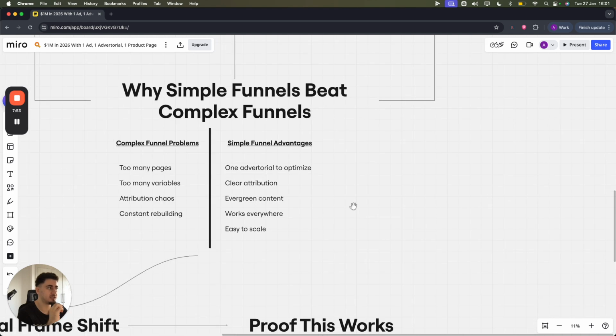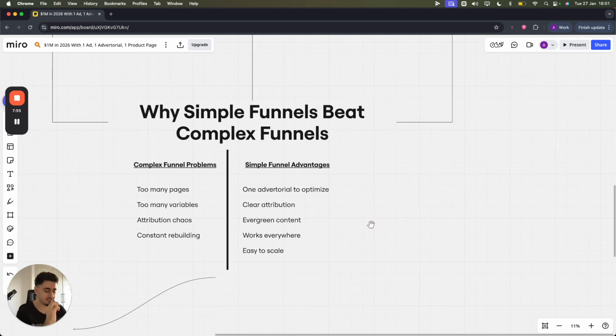And I think more importantly, it's a rinse and repeat process. Let's say now you have a batch of winning creatives for one angle and then a winning advertorial for that same angle, right?